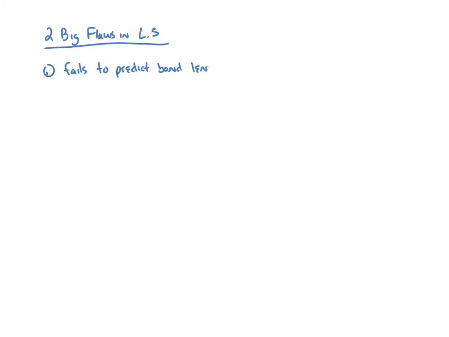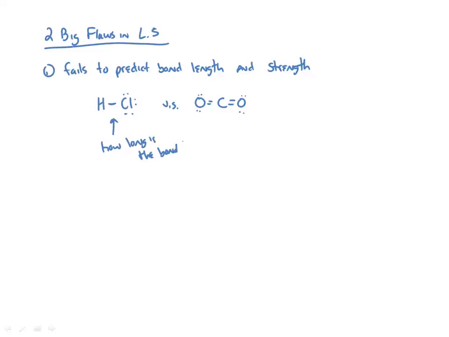Bond length and strength. So for instance, if I take a look at the Lewis structure diagram for, say, HCl versus, say, CO2, it says nothing about how long or how big this bond is. And the biggest failing with it, and I'm not even sure I would say it's a flaw in Lewis theory, Lewis theory was never designed to answer these questions.